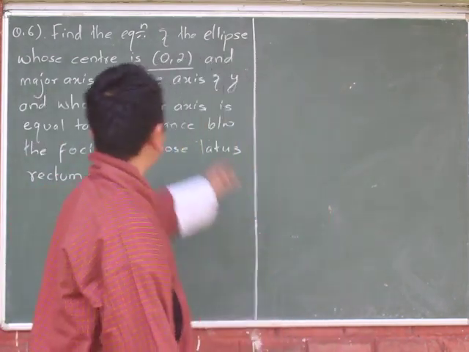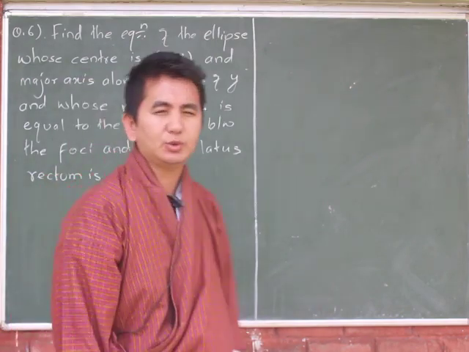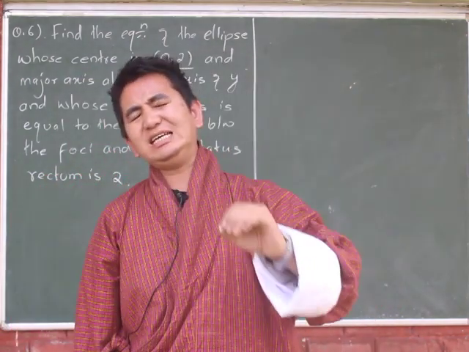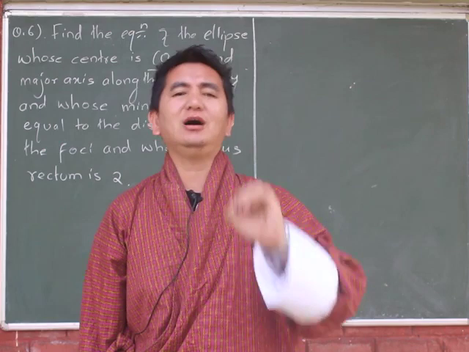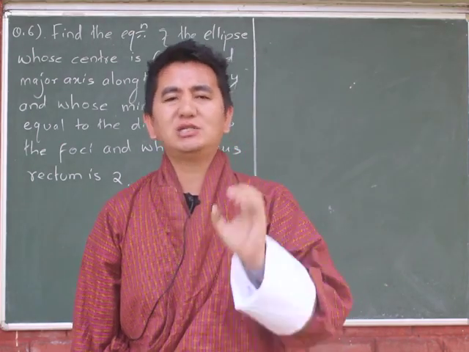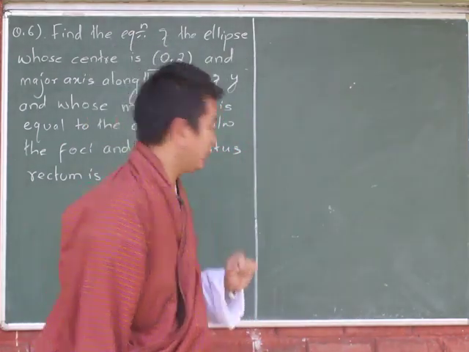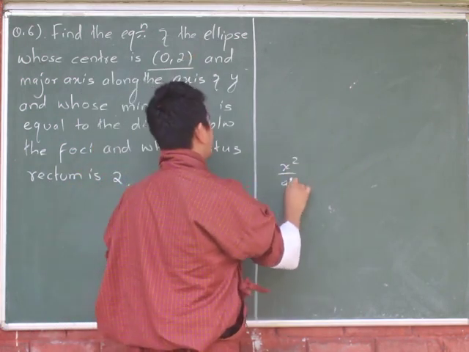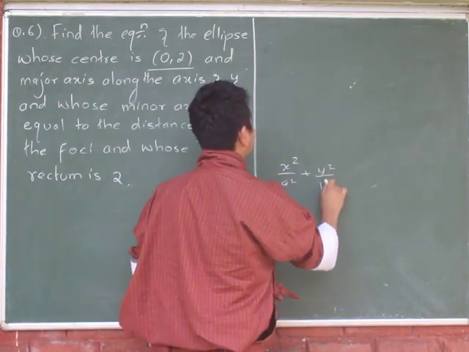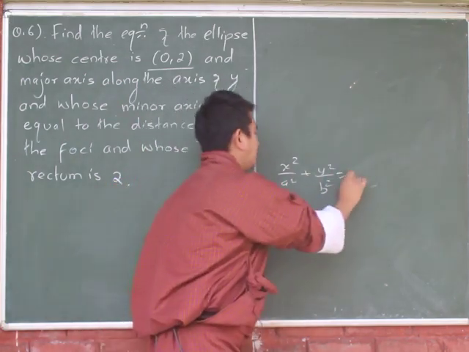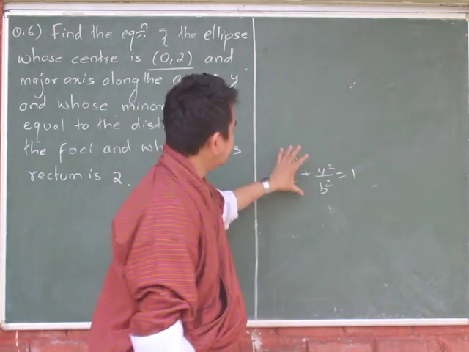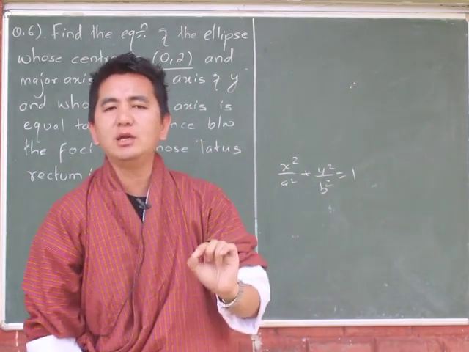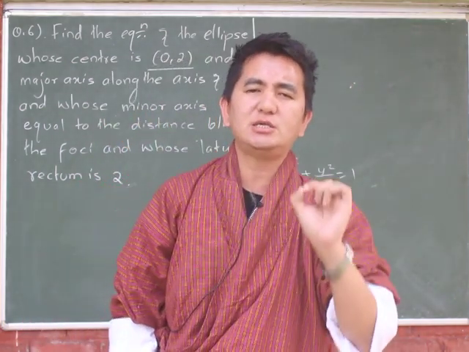As soon as you see the center is at 0,2, you need to understand this is not the ellipse whose center is at the origin. That means center is at 0,2, so you cannot take x square by a square plus y square by b square equivalent to 1. It does not make sense. This equation is only for the ellipse whose center is at the origin.